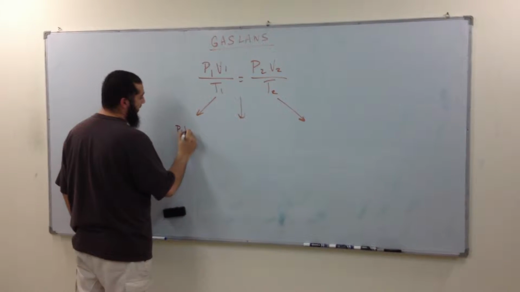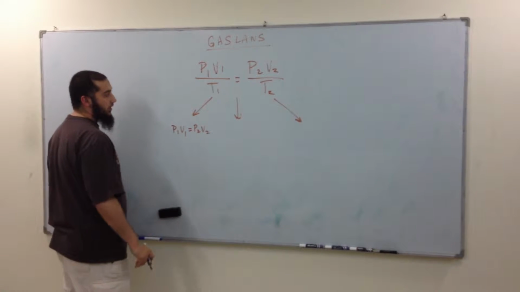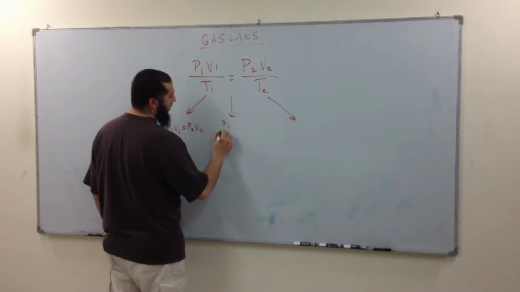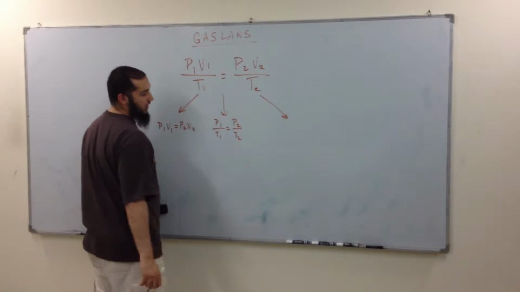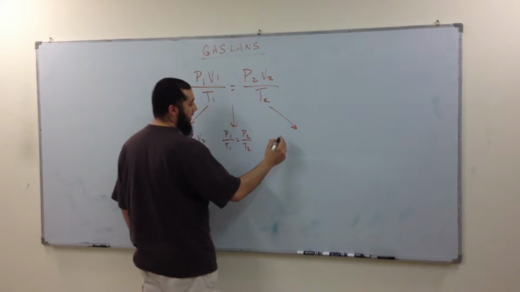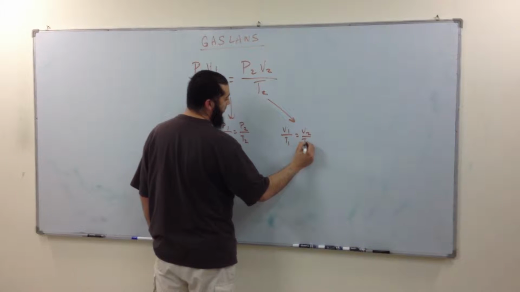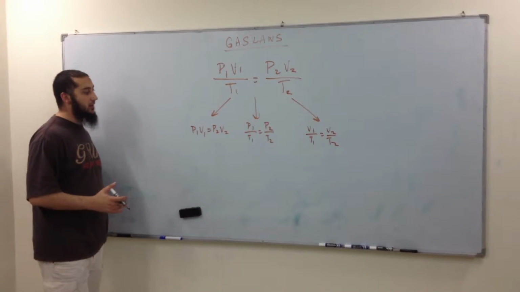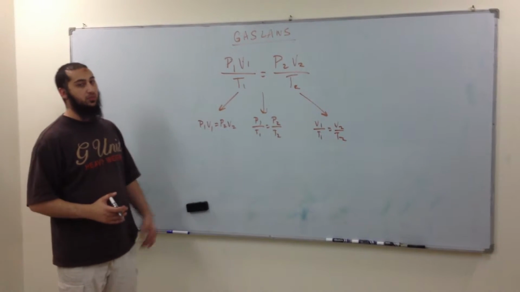We get P1 V1 equals P2 V2. Now, if we ignore volume, what do we get? P1 over T1 equals P2 over T2. And now, if we ignore pressure, what are we left with? V1 over T1 equals V2 over T2. Now, all of these are named after someone, but it doesn't really matter. As long as you're able to memorize these relationships, you'll be fine.